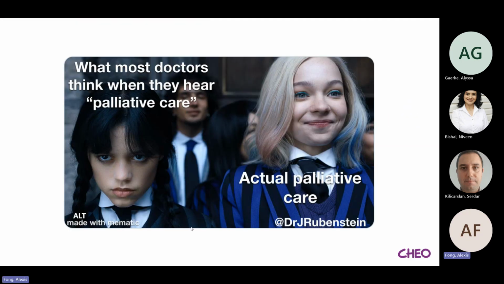All good presentations need to start with a meme. It's also very topical because it's October, Wednesday. What most doctors think when they hear palliative care and what actual palliative care looks like.